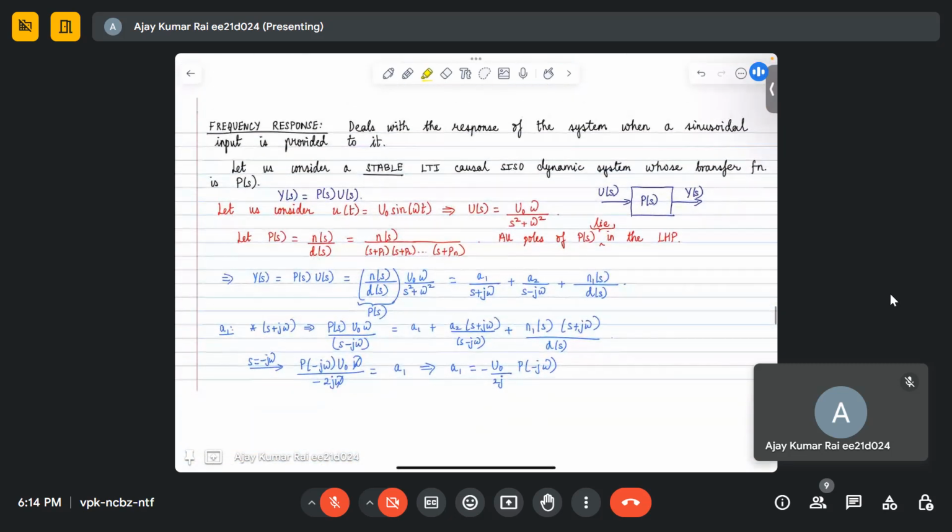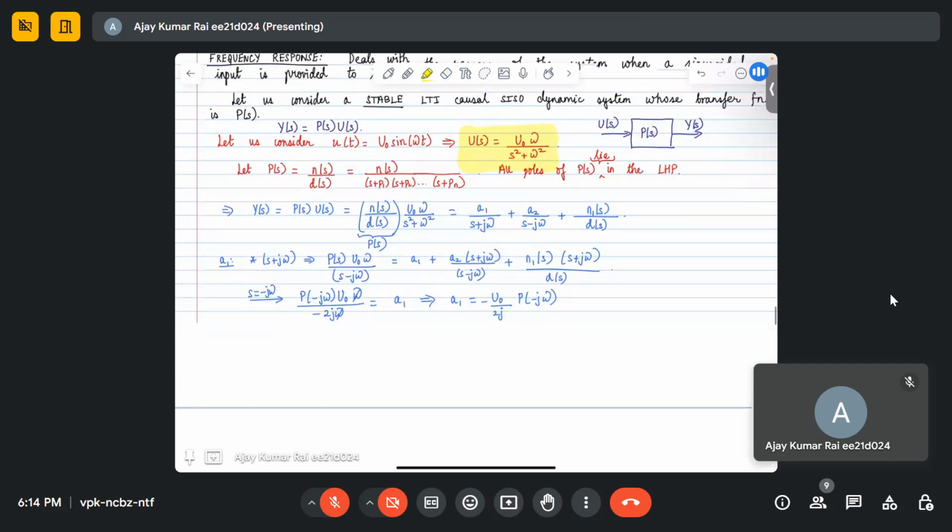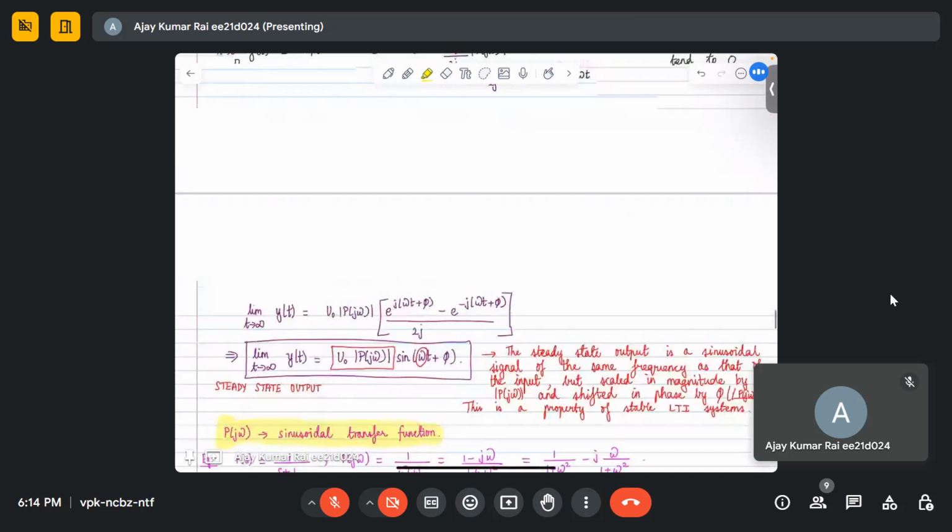Now they have started one topic, frequency response. So what is frequency response? In this case, the input is sinusoidal. It deals with the response of the system when a sinusoidal input is provided to it. The plant is the same, only U(s) is not a step or ramp or impulse; instead we are giving a sinusoidal input. So you can see this is the sinusoidal input, and they've taken the Laplace transform. This is the derivation, and finally we are concerned with this.